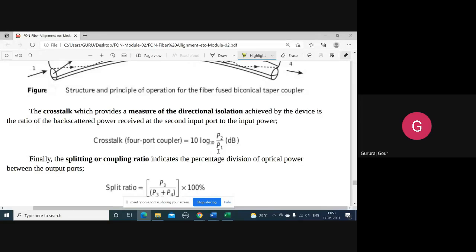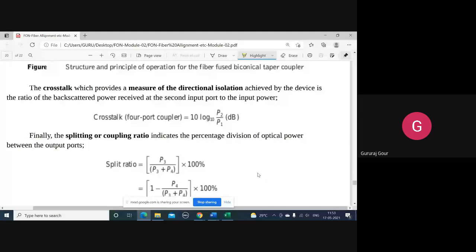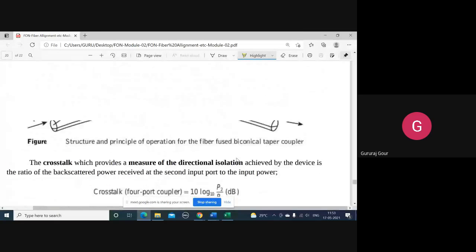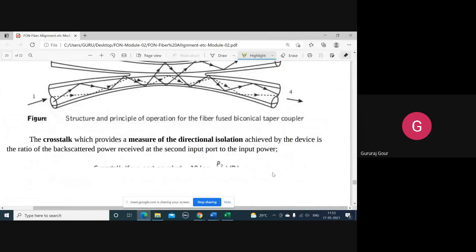Crosstalk is the logarithmic ratio, 10 log of P2 by P1. P2 by P1 means the ratio of the power of the top left side port to the lower port. Splitting ratio is P3 by P3 plus P4, which means the effective power coupling to port 3. That is the meaning.